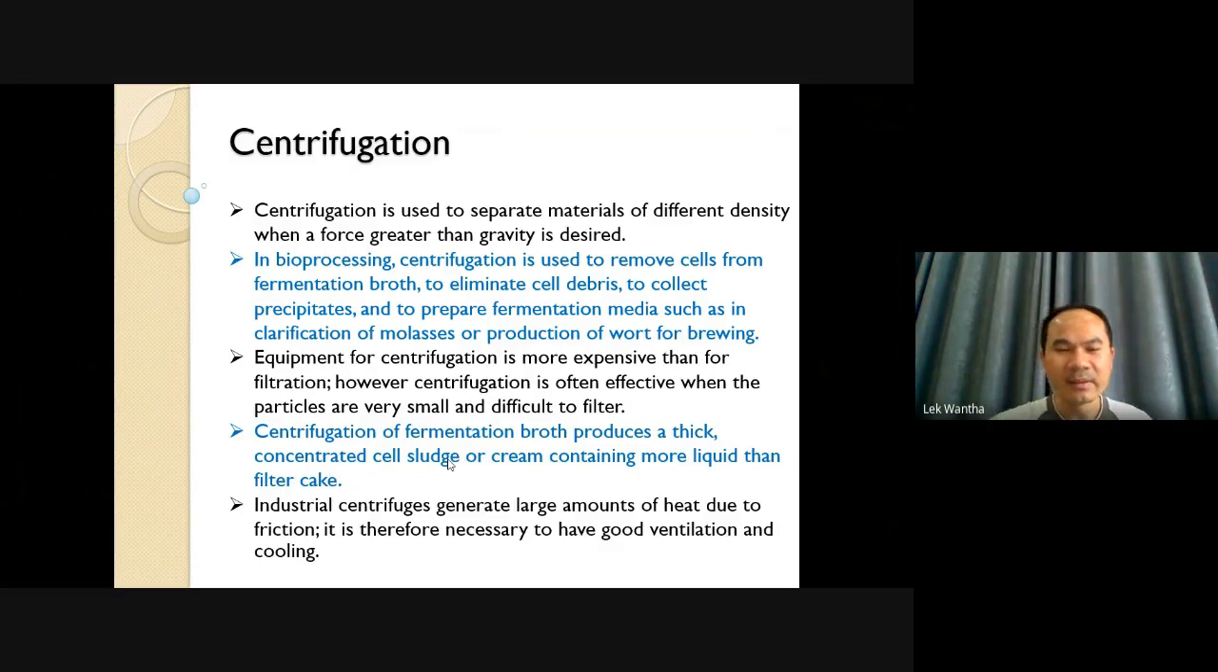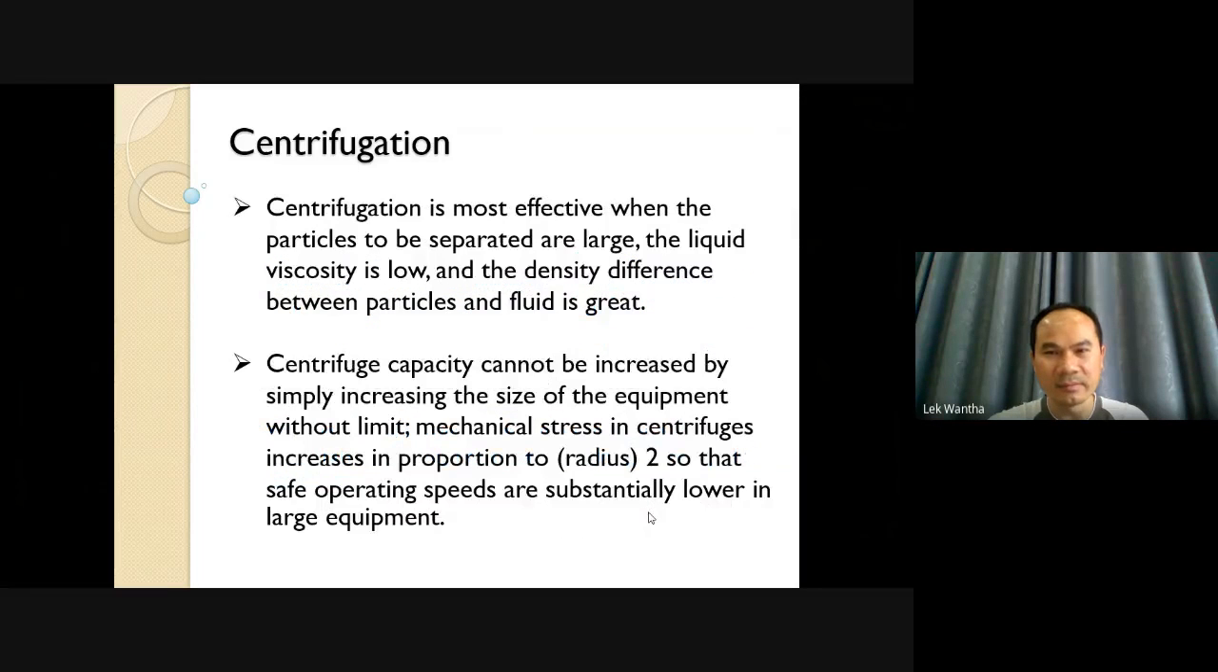But in an industrial centrifuge, we generate a lot of heat. We have some friction and resistance, so there is some heat generated when you use centrifugation. อันนี้เพราะว่ามันมีการปั่นเหวี่ยงค่อนข้างแรงมันก็จะมีความร้อนเกิดขึ้นนะครับเนาะค่อนข้างเยอะพอสมควรเมื่อเทียบกับ filtration.